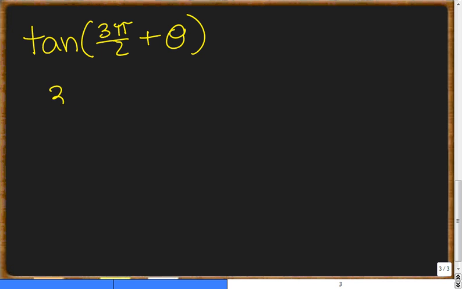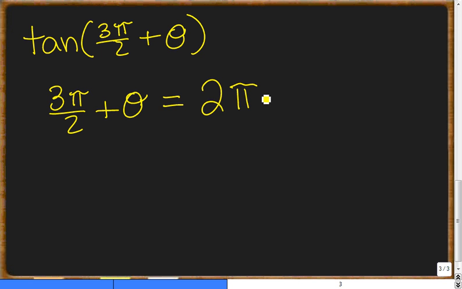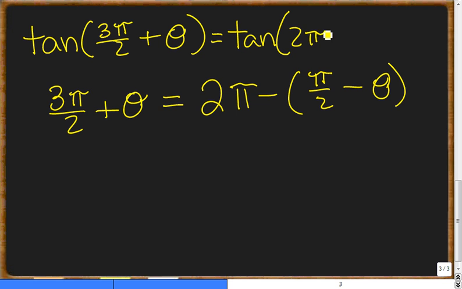So if we were to say, okay, well, 3 pi over 2 plus theta, if we did 2 pi minus an angle, how could we get to that? If we did 2 pi minus, what would give us this? This would be pi over 2 minus theta. So 2 pi minus pi over 2 makes 3 pi over 2. And subtracting a negative theta gives us a positive theta. So we can say right off the bat that this is the same thing as the tangent of 2 pi minus pi over 2 minus theta. So this is the same idea as using 90 minus theta.